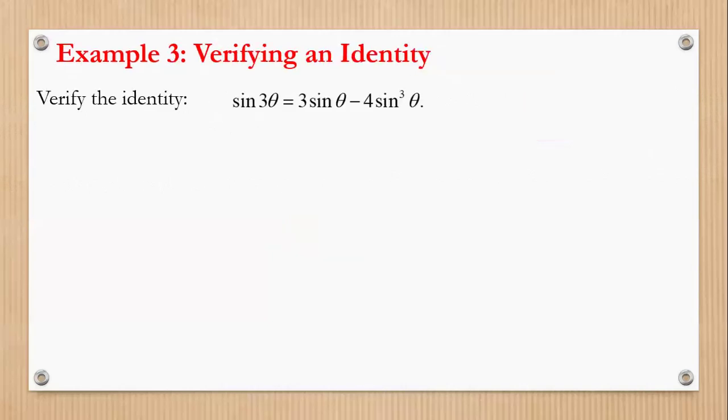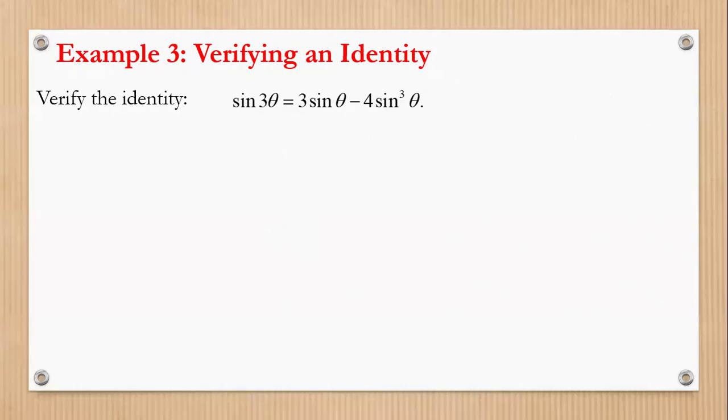Next example, we want to verify the identity. To verify identities, you always have to start from one side, replace identities, and simplify to get the other side. Or if one side by itself cannot help you get the answer, you can work on both sides and get the same thing from both sides. We always start from the most complicated one. It doesn't matter if it's the right or left.